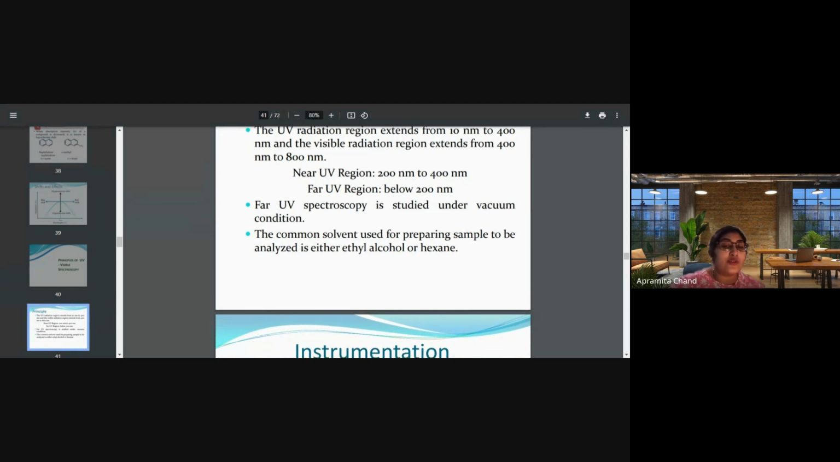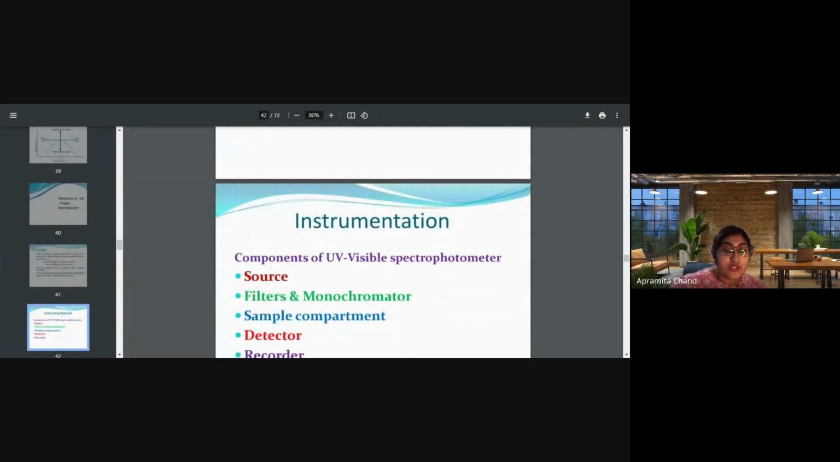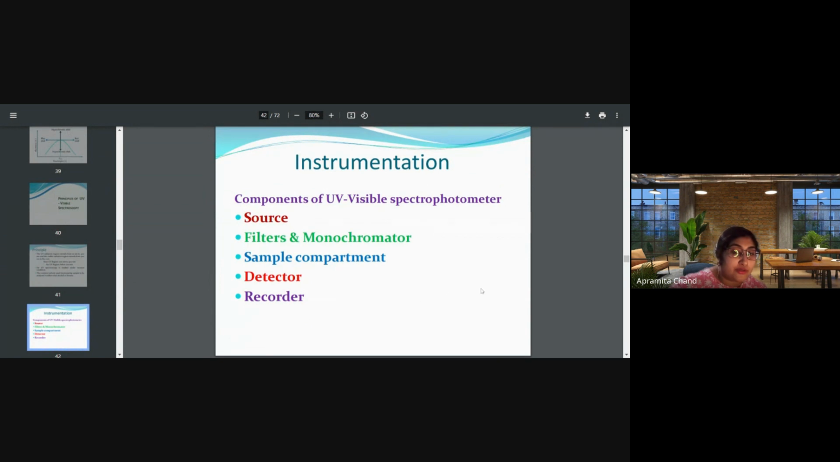What are the kinds of solvents? Now, when you're studying principles, you will study what are the kinds of solvents used, what is the kind of instrumentation used, and this kind of instrumentation is a very frequent question in your question papers, where you are asked to describe the working of the instrument, the function of each component, and how it is used subsequently. So instrumentation, let's see what are the components of a UV visible spectrophotometer.